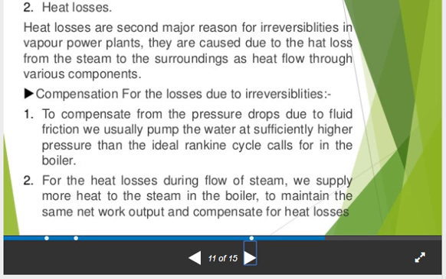Compensation for the losses due to irreversibility. The first one, compensate for the pressure drop due to fluid friction: we usually pump the water at sufficiently higher pressure than the ideal Rankine cycle calls for in the boiler. The second point, for the heat losses during the flow of steam, we supply more heat to the steam in the boiler to maintain the same net work output and compensate for heat losses.